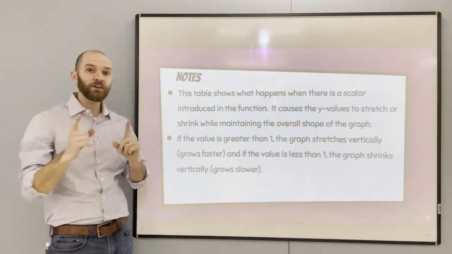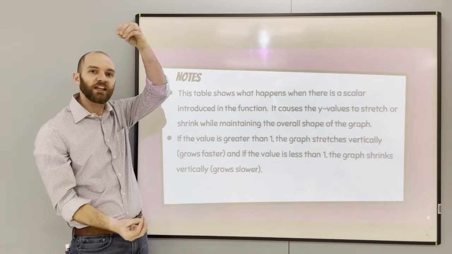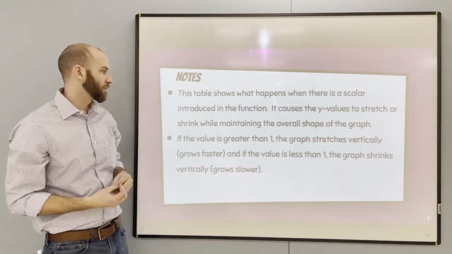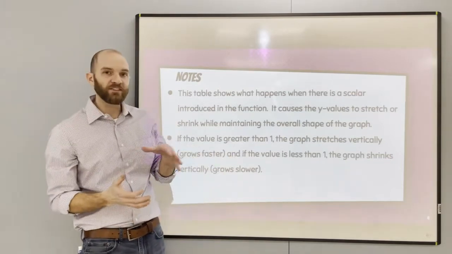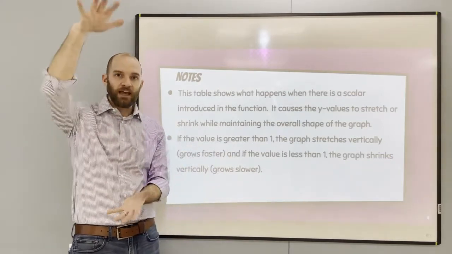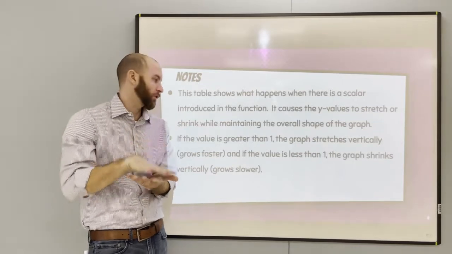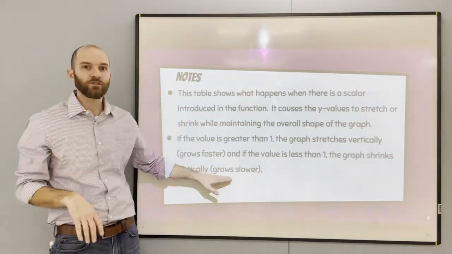If the value is greater than 1, that means we're going to stretch it like we saw in the 2x squared example. It's going to grow much more quickly. It's going to stretch vertically. And if the value is less than 1, the exact opposite is going to happen. It's going to compress vertically, or it's going to shrink vertically. That means it will grow more slowly.